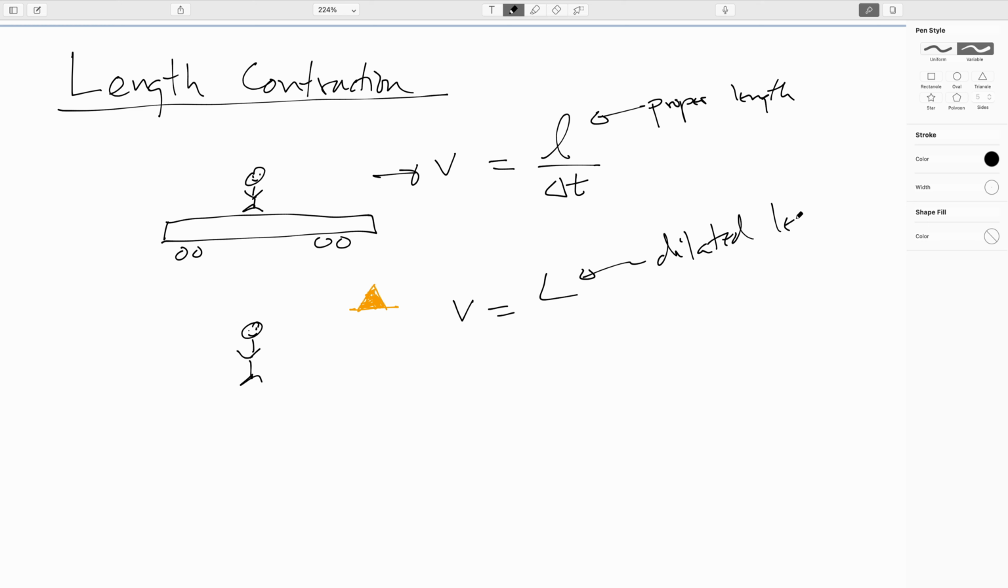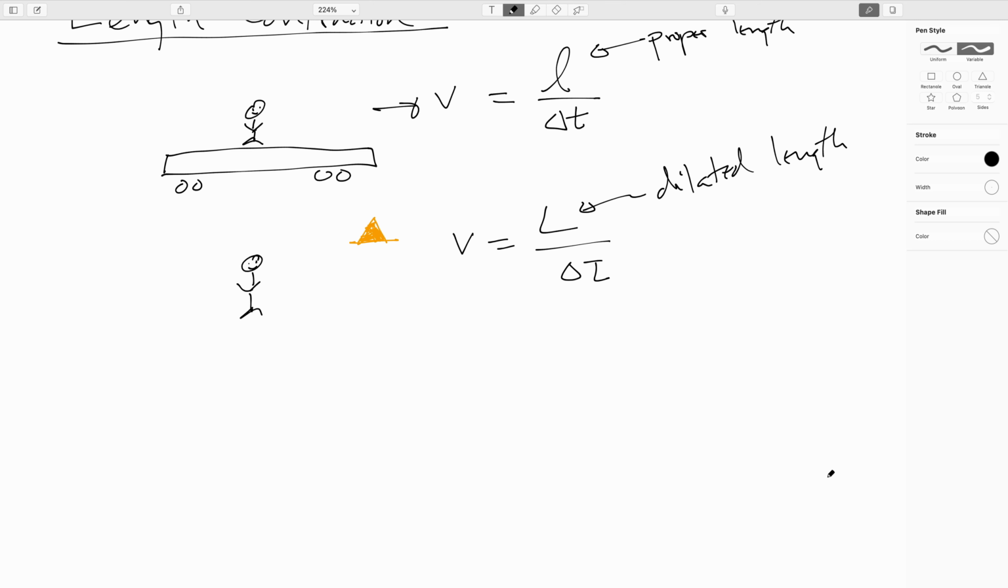D-I-L-A-T-E-D, length. But the two events of front train car meets pylon and back train car meets pylon happen in the same location. So that is a proper time. All right. So we both have to agree.